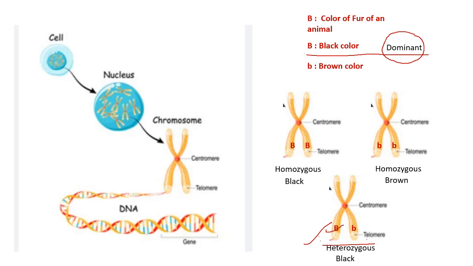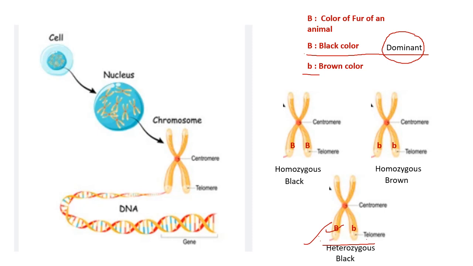Okay, so if any gene is dominant and it is present in combination with the recessive gene, small b is known as recessive gene. So the characteristic feature will be produced from the dominant gene, means the organism or individual or animal will have the visual effect of the dominant gene.